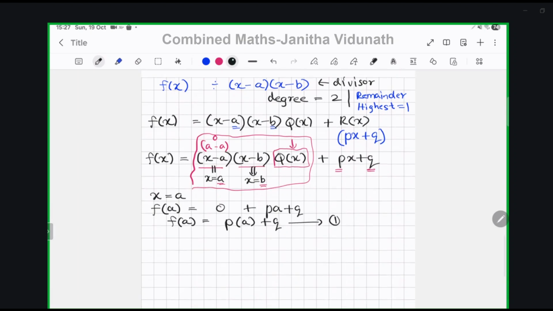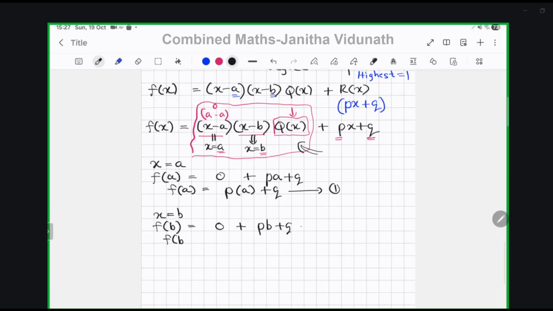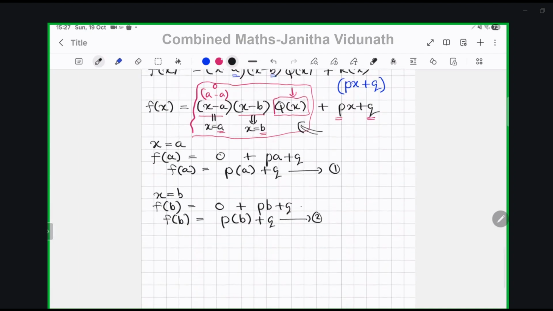Likewise, we can substitute x equal b, because if we substitute x equal b, this whole term will vanish and give the value of 0. Then on the left hand side we will get f(b) is equal to 0 plus pb plus q. That means f(b) is equal to p times b plus q. This is our second equation. From those two equations, we need to find the values of p and q.